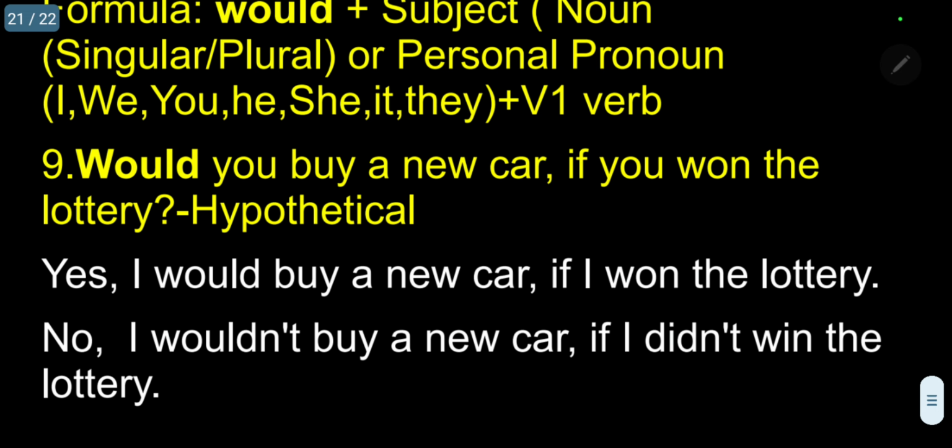It's a hypothetical. Would you buy a new car if you won the lottery? Hypothetical. Yes, I would buy a new car if I won the lottery.